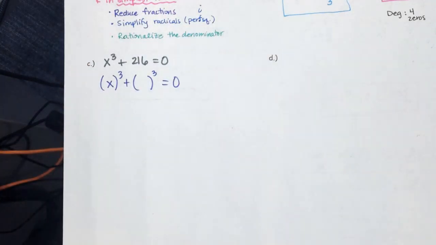I feel like naturally we know 5 to the third. What's 5 to the third? 125. So the next one I would try is 6. So 6 times 6 is 36. 36 times 6 is 216. Okay, so it is 6 to the third power.